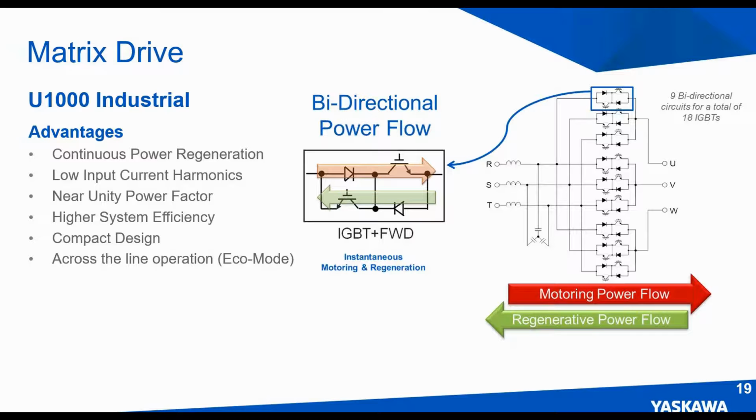In all the previous packages, you have to add components to reduce harmonics. The U1000 draws low harmonic current naturally as it runs the motor. That's right. I said as it runs the motor. You don't need another drive to run the motor. The capability to run a motor is already built into the U1000.